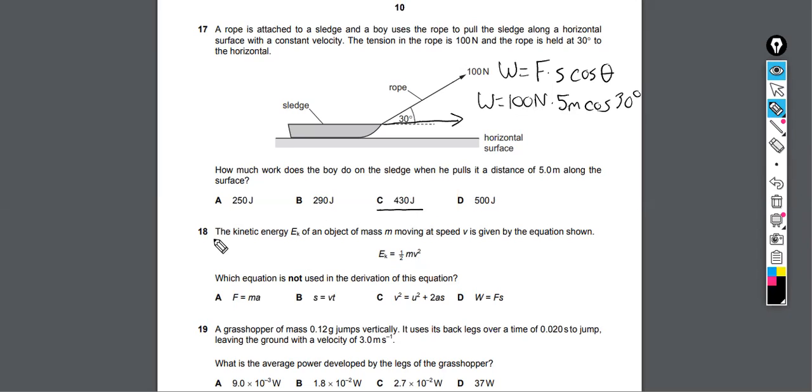Moving right along, we have the kinetic energy, E sub k, of an object of mass m moving at speed v is given by the equation shown. Kinetic energy is 1/2 mv squared. That's an important one to have in your list of equations. Which equation is not used in the derivation of this equation? So let's remember where this comes from. It comes from really the definition of work. Work and energy are kind of the same thing.